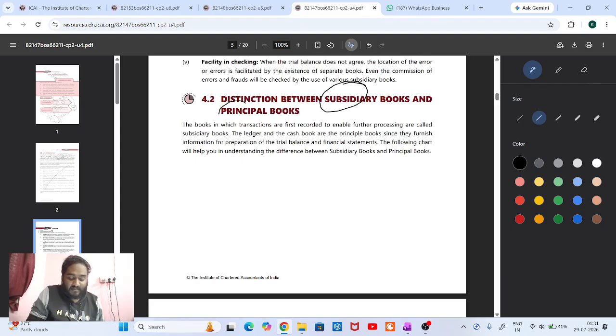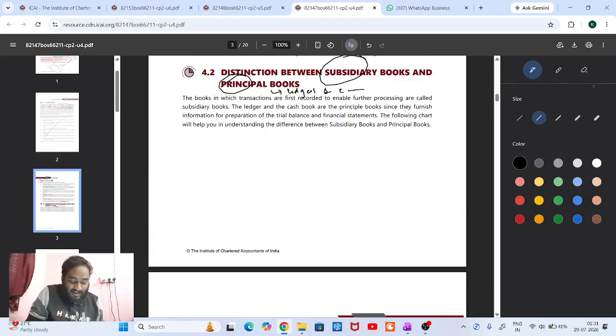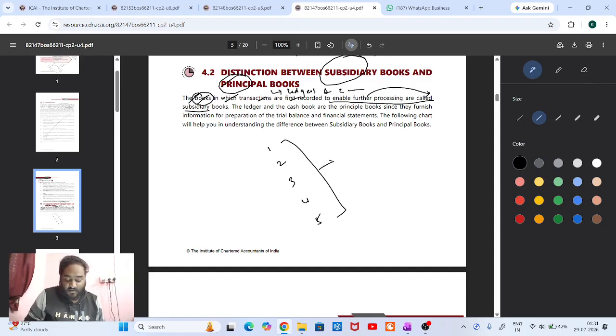Distinction between subsidiary and principal books. What are principal books? Ledgers and cash book. There are differences. The books in which transactions are first recorded to enable further processing are called subsidiary books. For example, you purchased 5 items from me, so we enter it in the purchase day book, right? I will talk about the format and everything later.